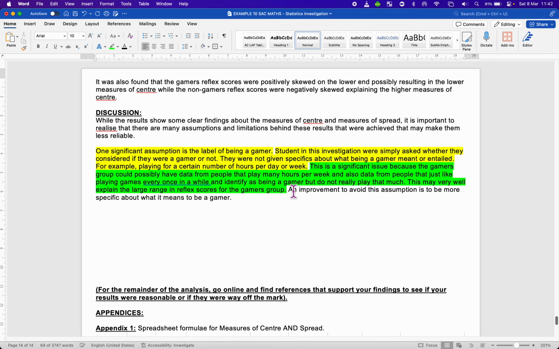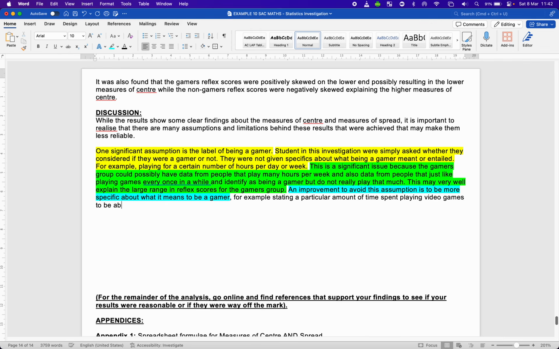It means that we have a massive range of different types of gamers, who some might not even really be gamers, okay? And how we can fix it is by being more specific about what it means to be a gamer. For example, stating a particular amount of time spent playing video games to be able to call yourself a gamer.